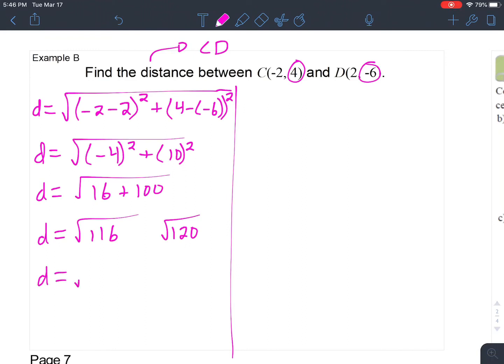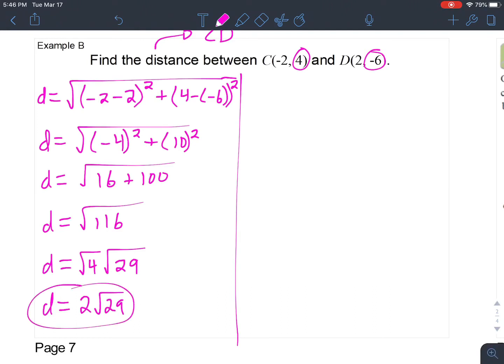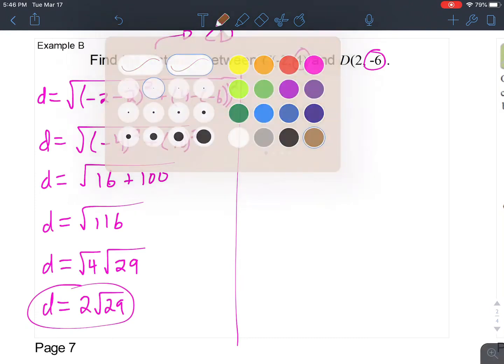So I'm going to split this up. d equals the square root of 4 times the square root of whatever that number is. For 120, 120 divided by 4 is 30. We're 1 fourth away from 120, so it looks like that's supposed to be 29. I'm going to double check with my calculator, and I did get 4 times 29 is 116, so that is correct. And then the last part is we can simplify the square root of 4 into 2, and then that part stays square root 29. So there is the distance between the 2 points.